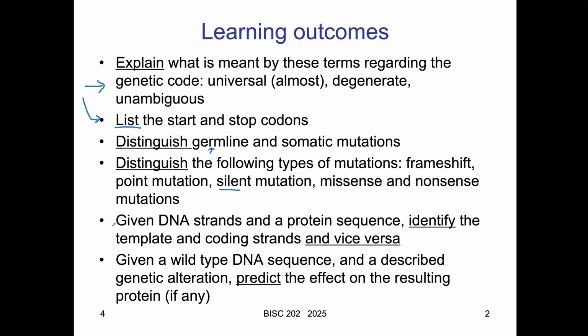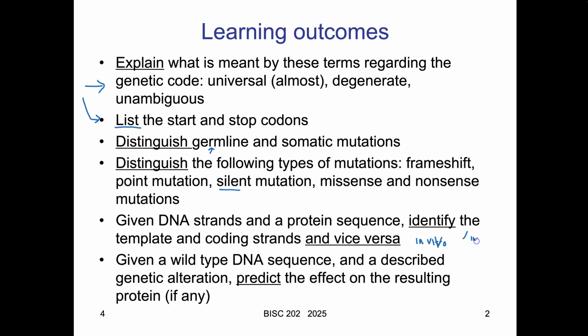And then the idea is that if I was to give you DNA strands and a protein sequence, that you would be able to work backwards and tell me which of the DNA strands was the template strand or the coding strand. And given DNA strands and being told what the template and coding strands were, be able to say what the protein sequence would be. And this is important for in vivo, especially because you will have to find a start codon. Oh, that's vivo, but not for in vitro.